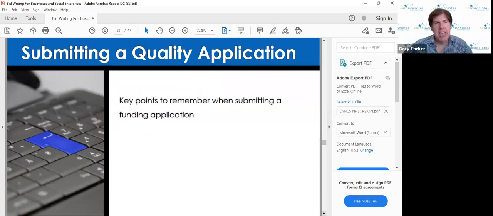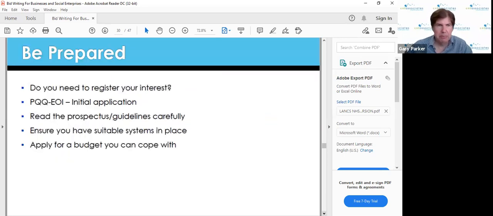Right, here are some key points of submitting a quality application. First, do you need to register your interest? Sometimes you do, sometimes you don't. Sometimes, and these are usually for bigger funds, you might end up having to submit what's called a PQQ, which is a pre-qualification questionnaire or expression of interest, which is kind of like a mini proposal. Sometimes they ask for information about your organisation. For example, have you got a safeguarding policy, things like that. You might even have to produce that as part of the initial application.